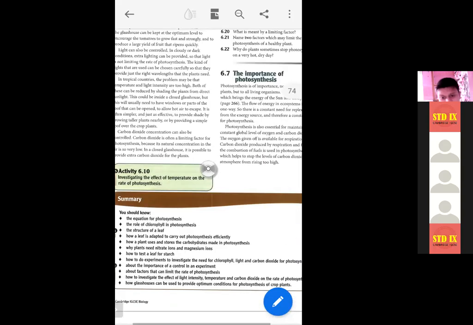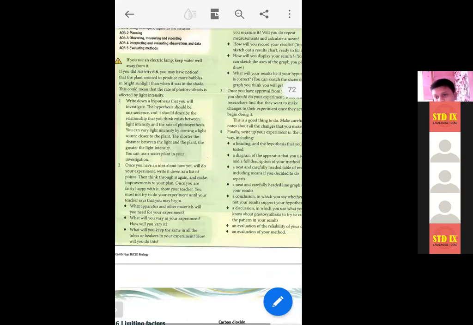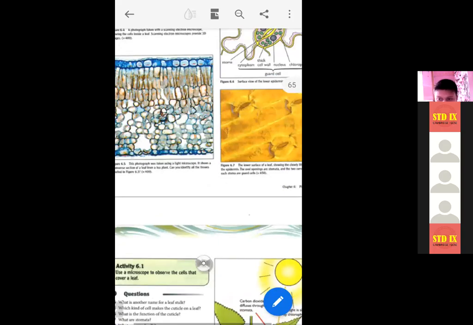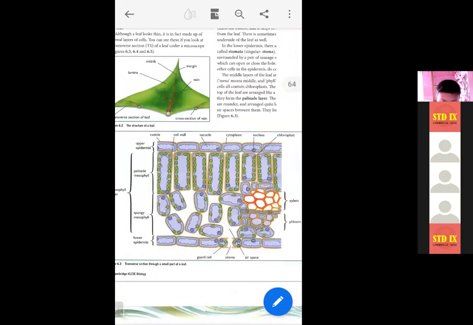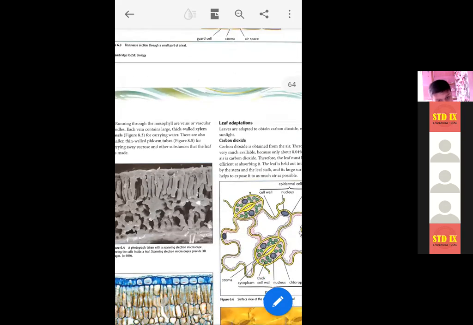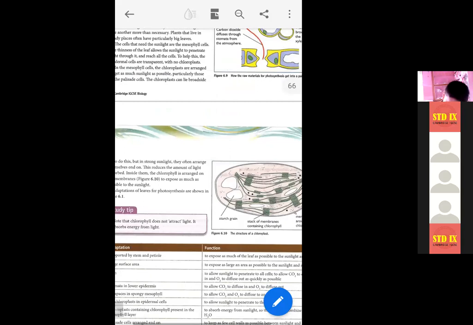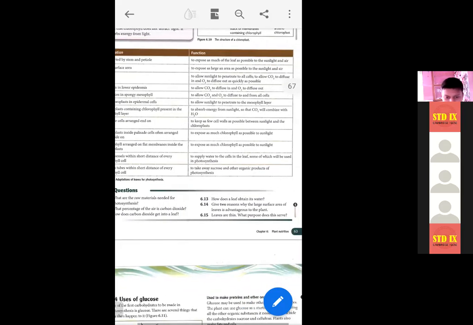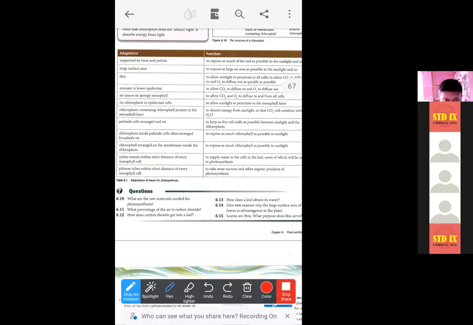Palisade mesophyll cell, palisade layer, where the photosynthesis is made, and spongy mesophyll. Here you can see, and that answer you can also get here in this box. No chloroplasts in epidermal cells, to allow sunlight to penetrate to the mesophyll cell layer.